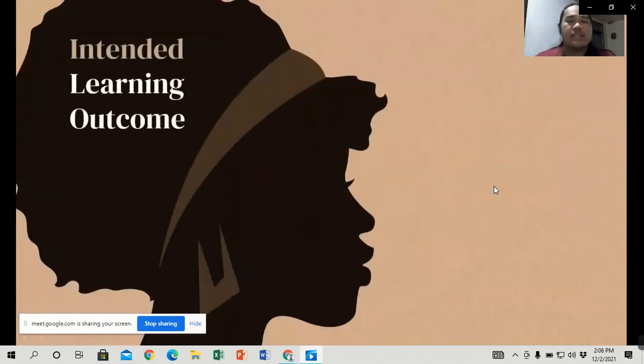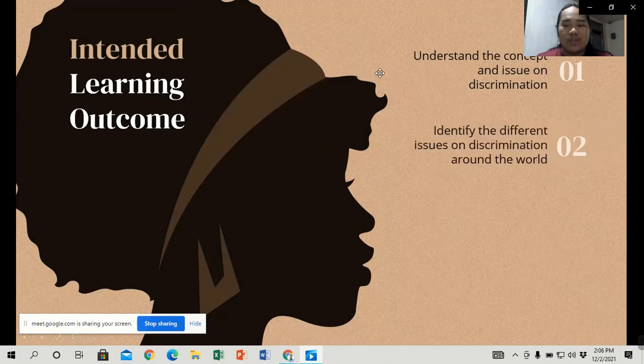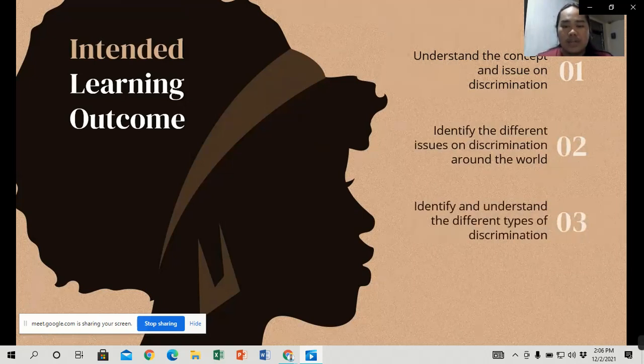First, understand the concept and issue of discrimination. Second, identify the different issues on discrimination around the world. Third, identify the different types of discrimination. And last, formulate solutions about discrimination.